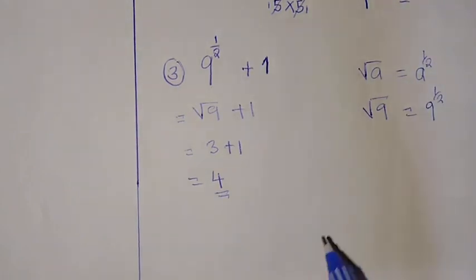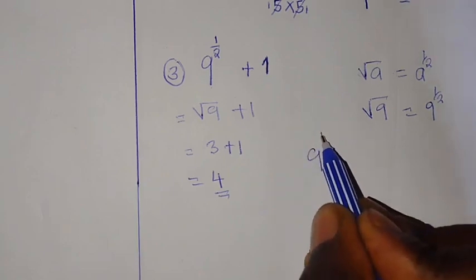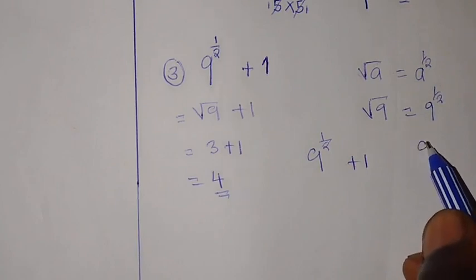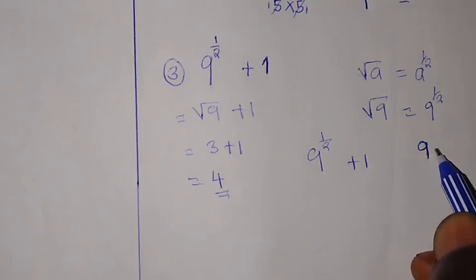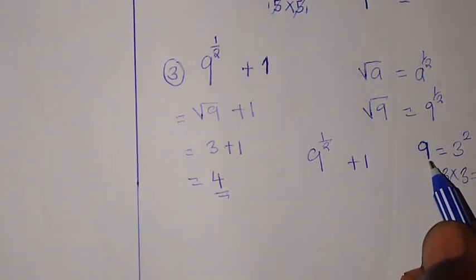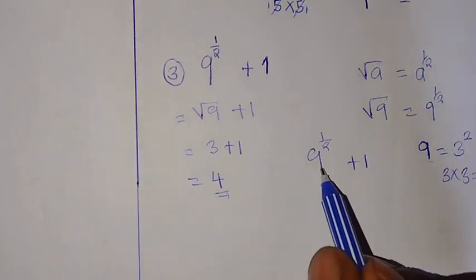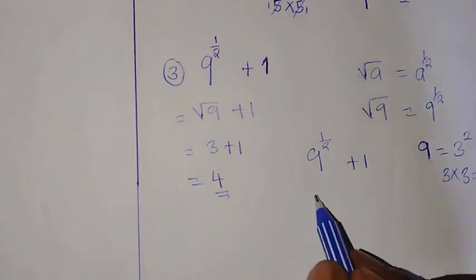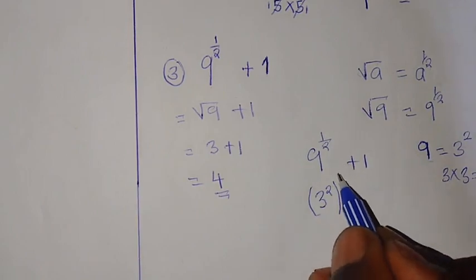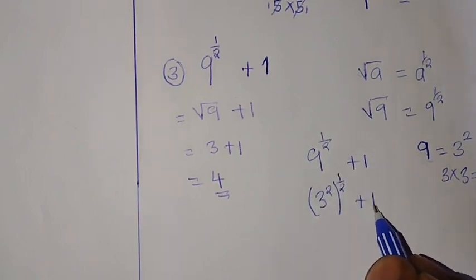The second method that you can use: you have 9 to the power 1 over 2 plus 1. This 9 can be written in index form because 9 is a perfect square. So I can write it as 3 to the power 2, because 3 to the power 2 means 3 times 3, which will definitely give us a 9. So we write this 9 in index form, which will be 3 power 2, then to the power 1 over 2, then plus 1.